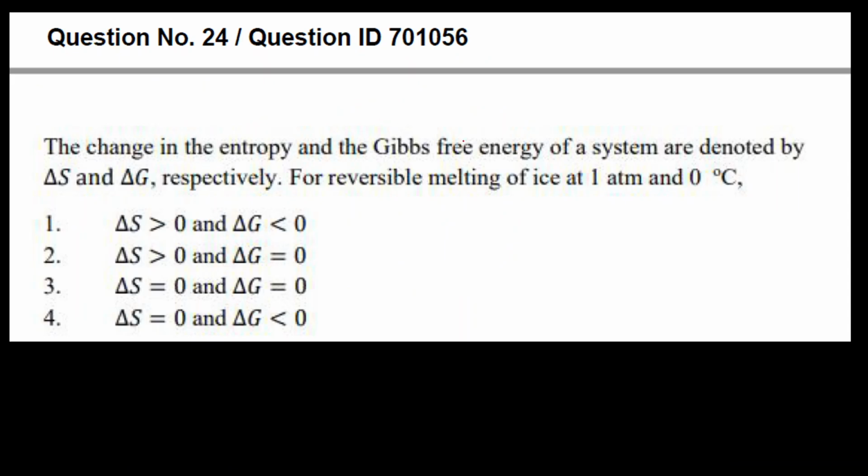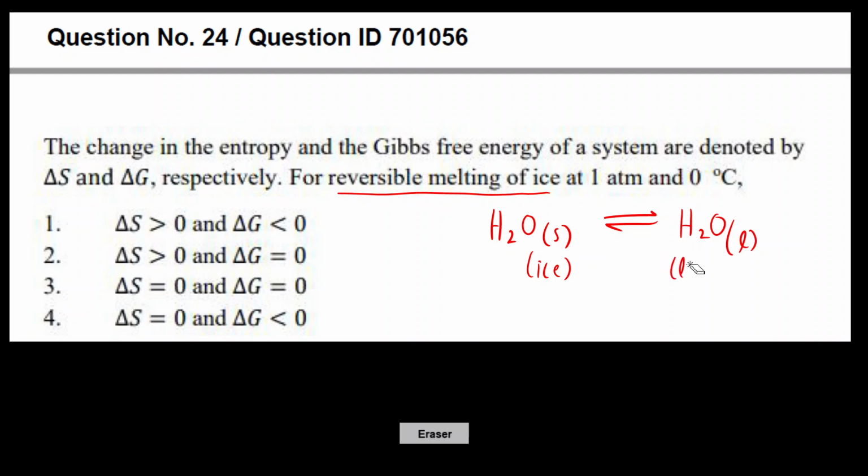Third one, the change in the entropy and the Gibbs free energy when there is reversible melting of ice. So that is water in solid form, ice, getting converted to liquid water. This is ice, this is water at 0 degrees Celsius. Whenever there is an equilibrium present, what is the value of delta G? Delta G is equal to 0. So either the option is 2 or option is 3. 1 and 4 are eliminated.